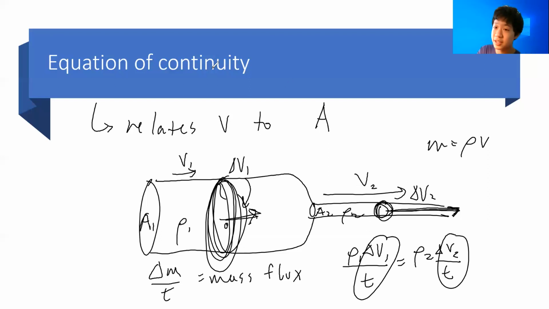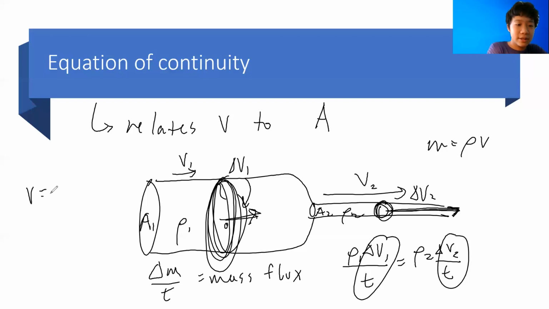This is because when the pipe constricts down, the density will change because there's a change in pressure on the fluid. So we have to consider the change in density as well. Now we have this equation, volume flux over time, and we have to relate this to velocity somehow, right?